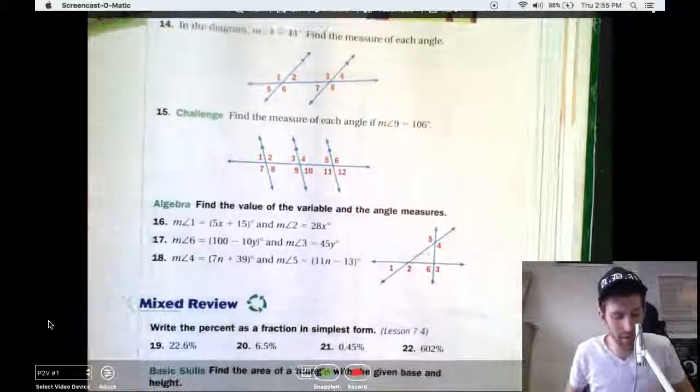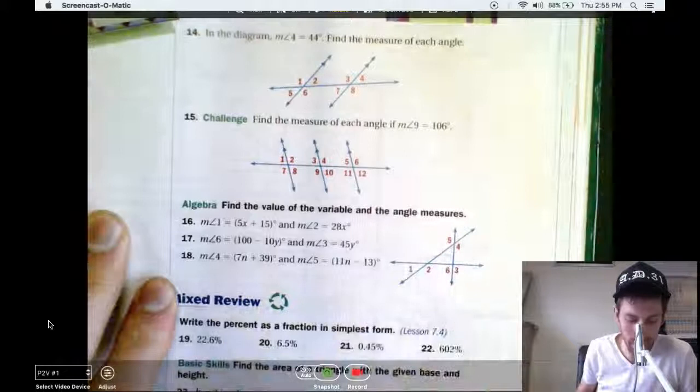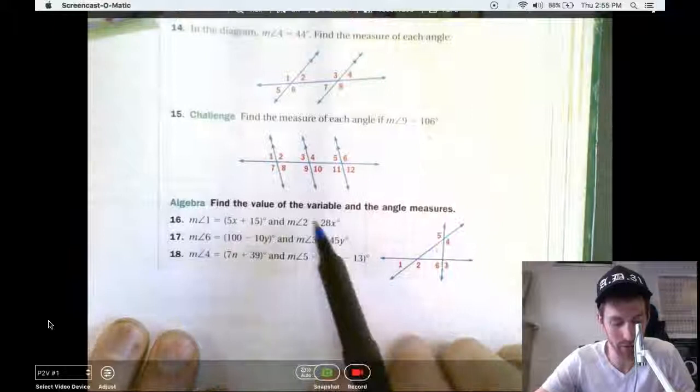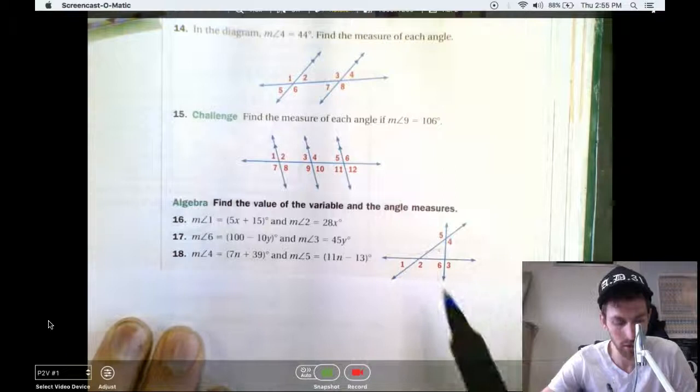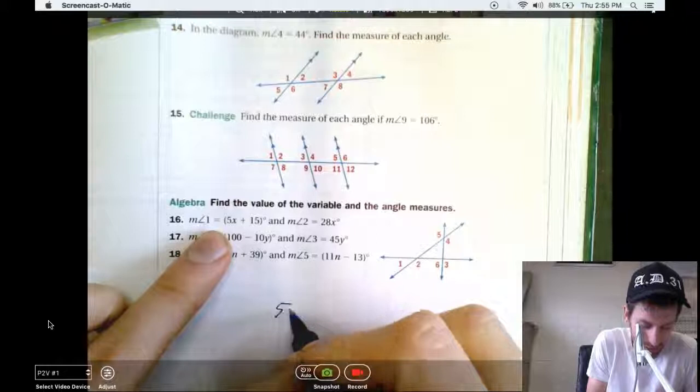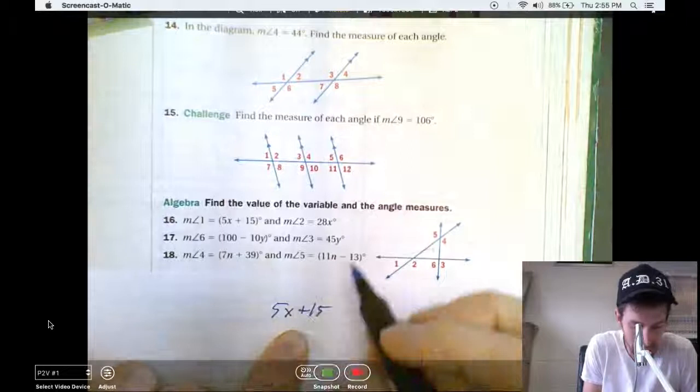Now, last one. Find the value of the variable and the angle measures. Ooh. Pay close attention to the instructions. They want to know what x is, but look, they also want to know what the angle measures are. So let's do 16. Measure of angle 1 equals this expression. It's not just like a nice packaged number for us, it's an actual whole expression. Measure of angle 2 equals 28x.